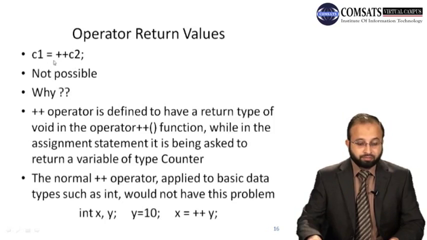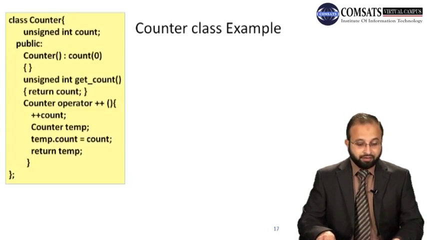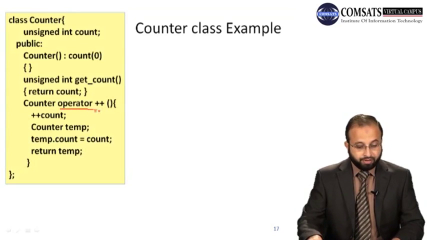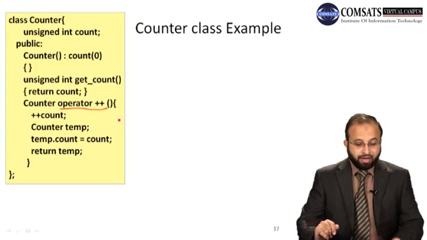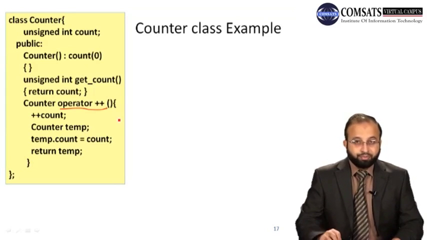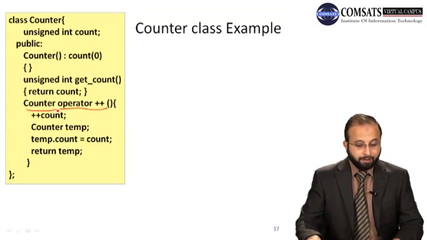So C1 is equal to plus plus C2 को successfully execute करने के लिए we need to change the operator plus plus function, right? किस तरह से change करना पड़ेगा? Let's see the counter class again. Now this is the function operator plus plus, right? That will be invoked whenever the pre-increment, that is prefix plus plus operator occurs with the object of counter class, and now this function returns the counter object by value. ठीक है, ये counter object by value return कर रहा है.